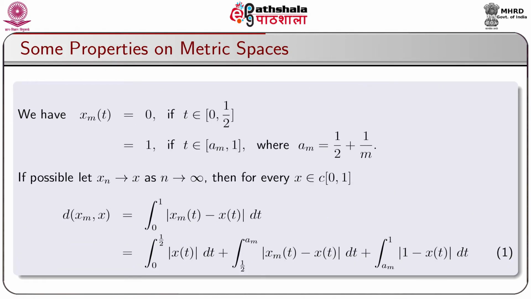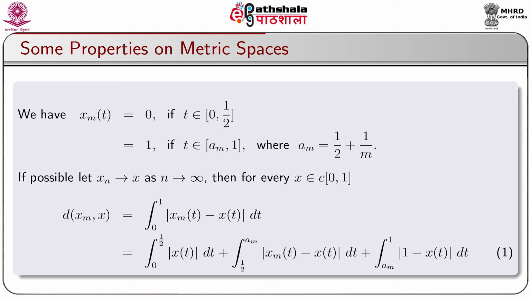So, define the functions x_m(t) by x_m(t) = 0 if t belongs to the closed interval [0, 1/2], and = 1 if t belongs to the closed interval [a_m, 1], where a_m = 1/2 + 1/m. We shall see that the sequence does not converge to an element.